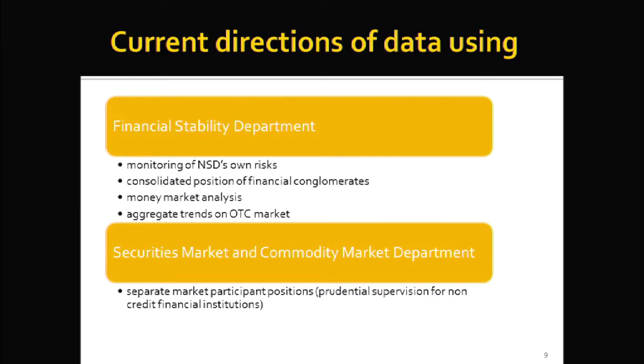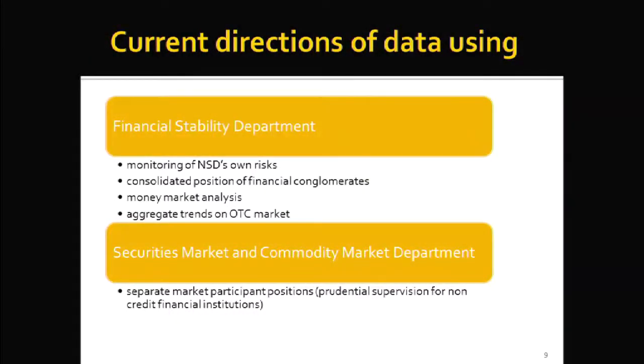And we have another department, the Securities Market and Commodity Market Department, and for this department it's very important to provide prudential supervision for non-credit financial institutions. I mean, they will look through the separate market participants' positions.